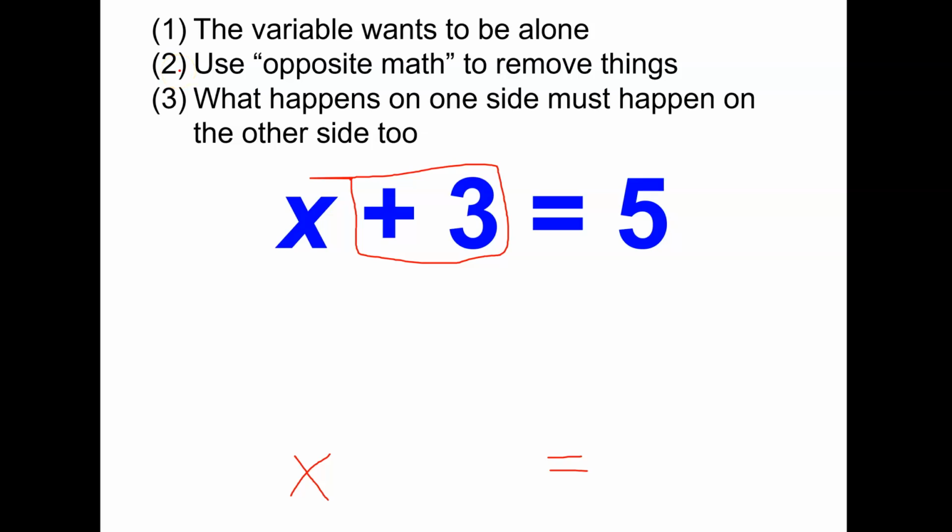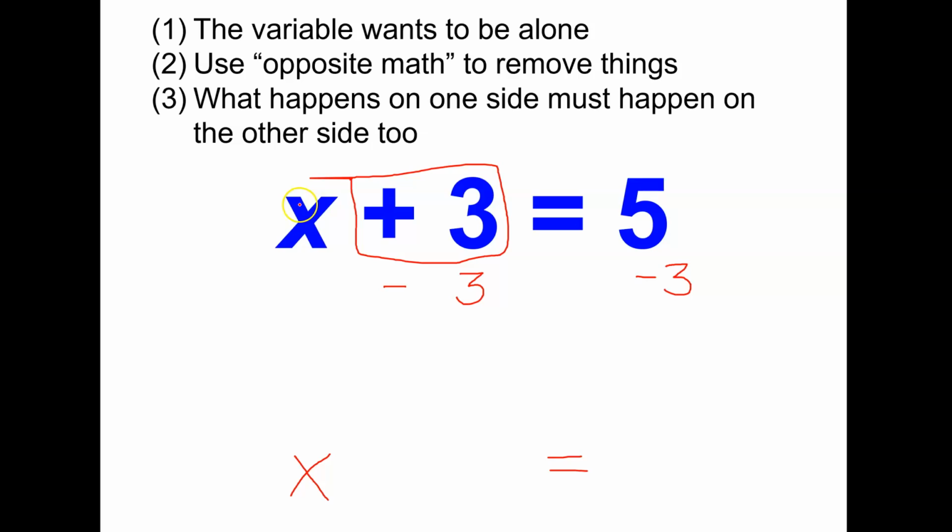Rule number 2, we use opposite math. The opposite of plus 3 is minus 3. Addition and subtraction are opposites. But don't forget rule number 3. What happens on one side must happen on the other side too. If we subtract 3 from the left side of the equal sign, we also have to subtract 3 from the other side of the equal sign. Otherwise, things fall out of balance.